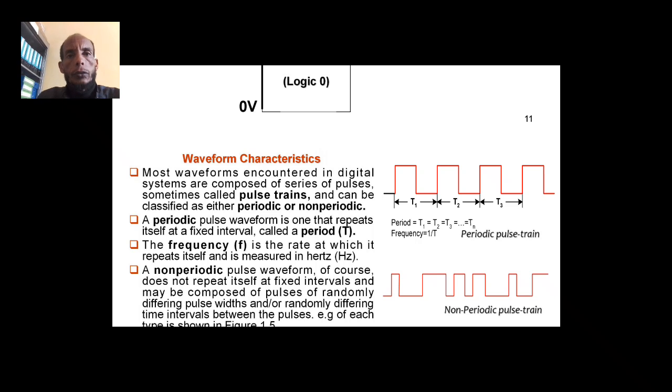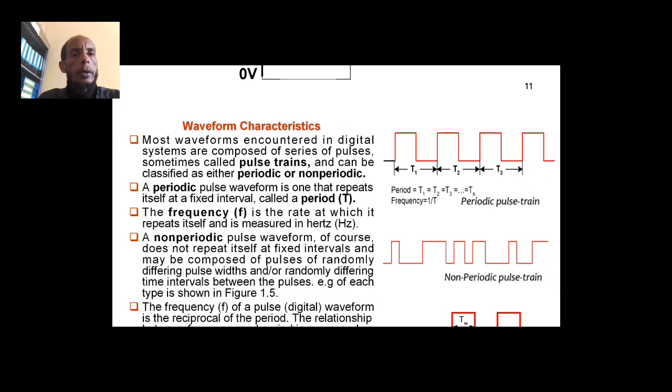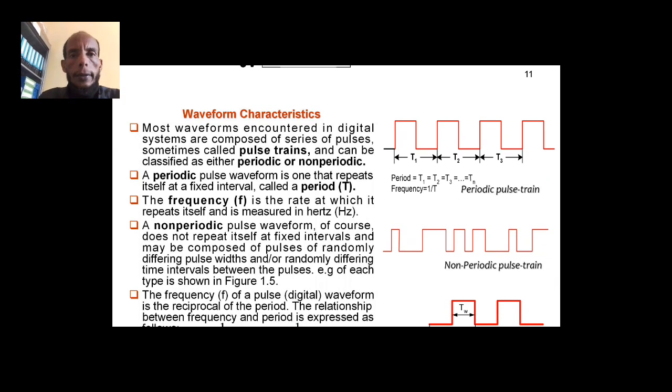Such things have their own signals. That signal can be represented in a waveform. Waveforms can be characterized by different characteristics. Most waveforms encountered in digital systems are composed of a series of pulses like this, T1, T2, T3. As you have seen, there are low and high levels, so these signals can be represented in such ways, and they can be classified as periodic or non-periodic. If it is repeated, we say periodic. If it is non-repeated, we say non-periodic signals.